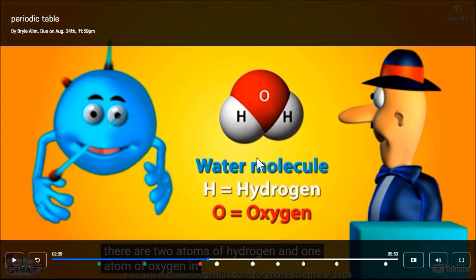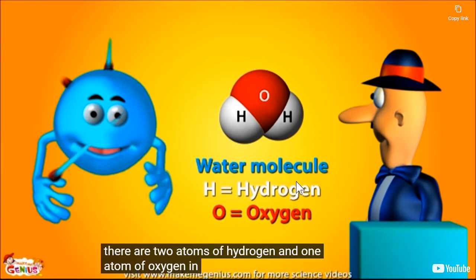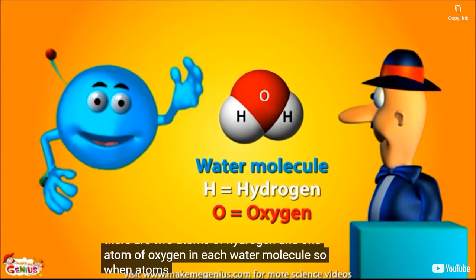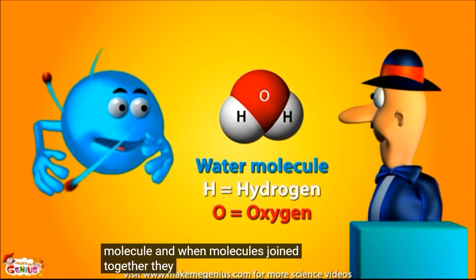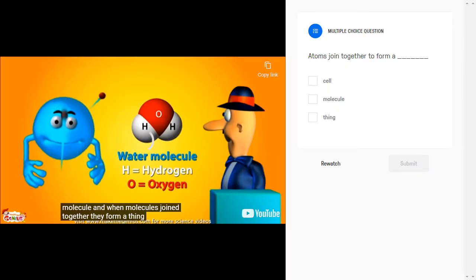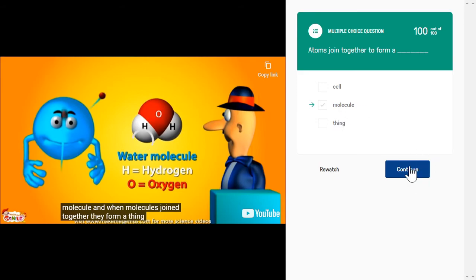Why molecule? Because it contains 2 or more atoms combined together. So when atoms join together, they form a molecule. And when molecules join together, they form a thing. So thing is a matter, cell is the basic unit of life. That was never discussed yet in our video. So click submit on it. So molecule is the correct answer.